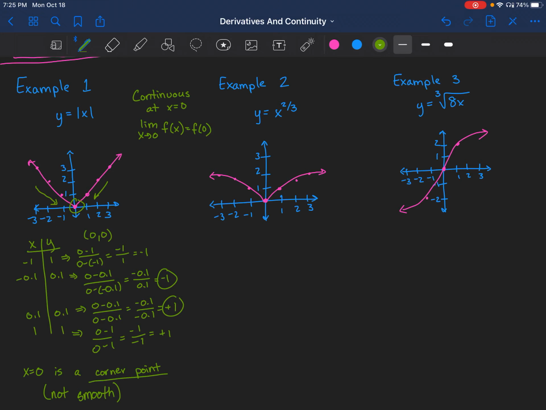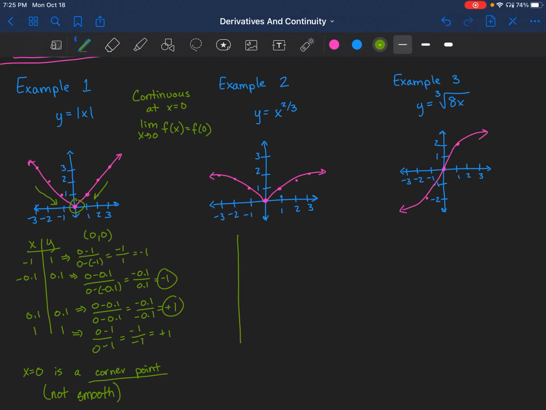So again, if you think about it, a parabola is very similar to the absolute value of x, because it's decreasing on one side and increasing on the other, but the difference is the parabola is actually smooth. So again, absolute value is not smooth. It has a corner point there, and that's why it's not differentiable.